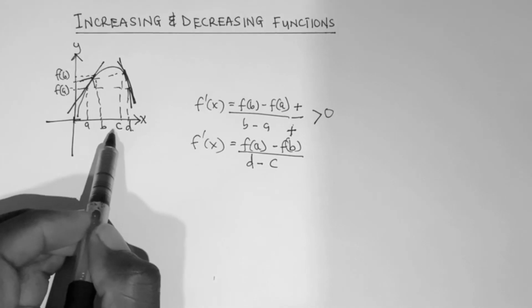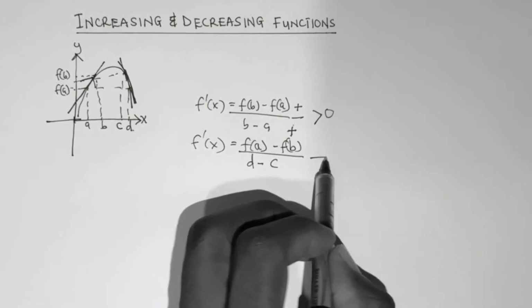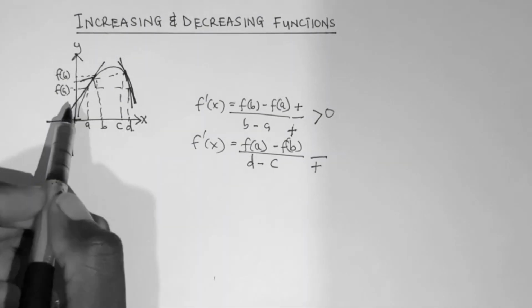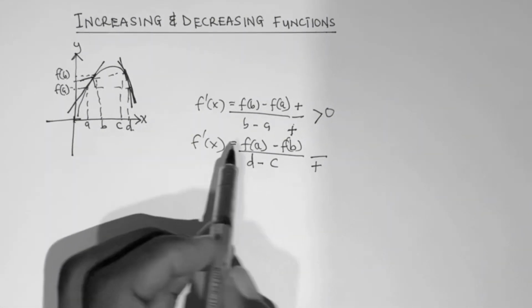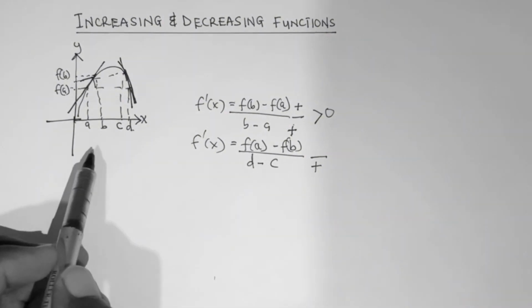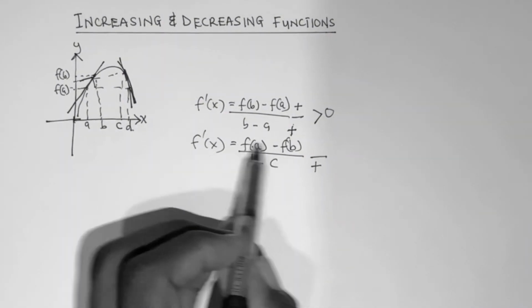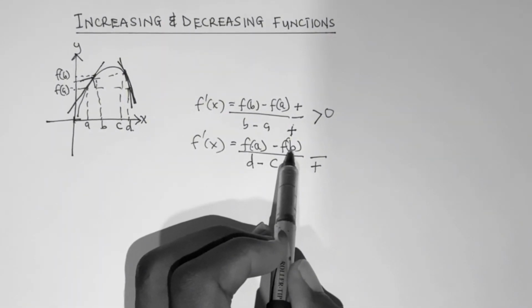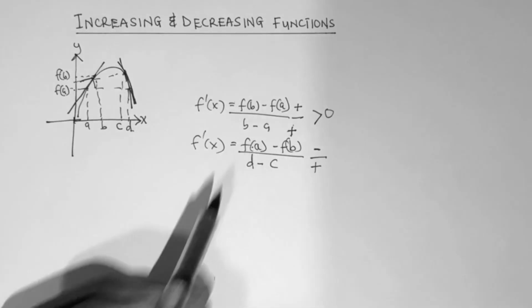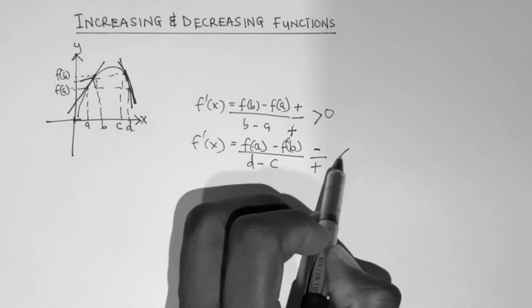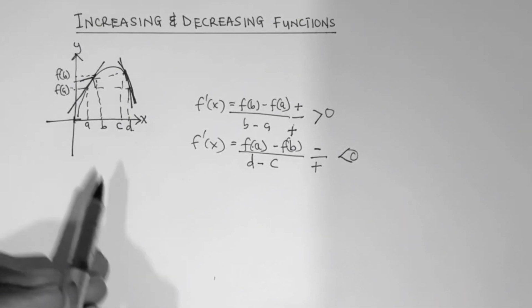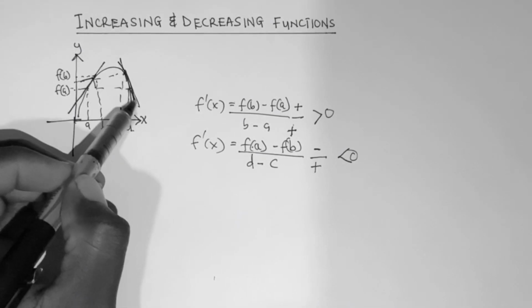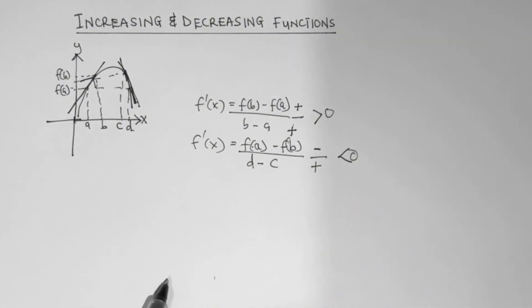Now you see that d is greater than c, so the denominator is a positive value, and if we come to the numerator, f of a is less than f of b, and therefore this is going to be a negative value. So at the end of the day, we will get the tangent less than 0. So at this point of the function, it is decreasing.